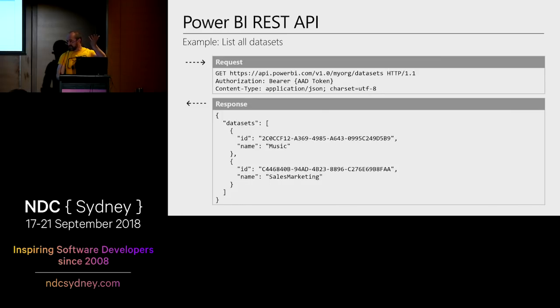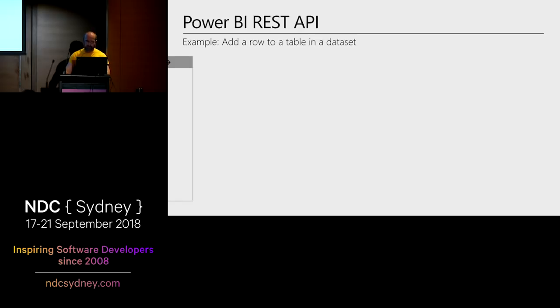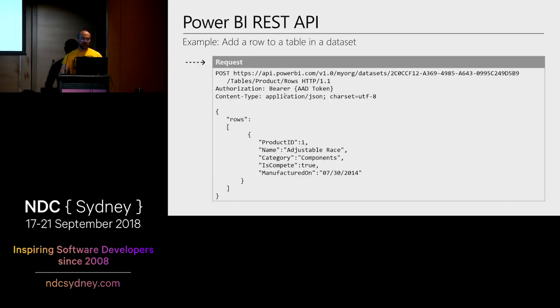So perhaps a drop-down list. What report do you want to view? Enumerate the reports, populate some control. When it comes to inserting a row into a table, this is a post request. And what I'll point out here is that within your data sets, all Power BI content is uniquely identified by a GUID. So the GUID that we see here, 2C0CCF12, is a data set within a workspace. Within its tables collection, we're pushing into the product table, and then we have an array of rows, basically column value pairs. You can push up to 10,000 rows in a single request.